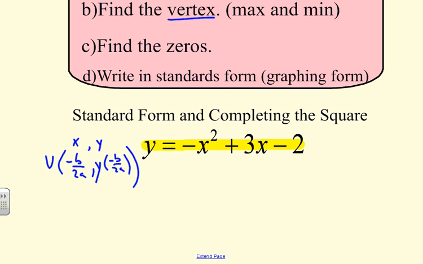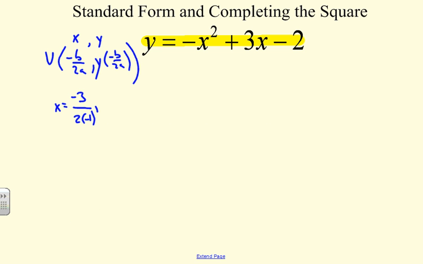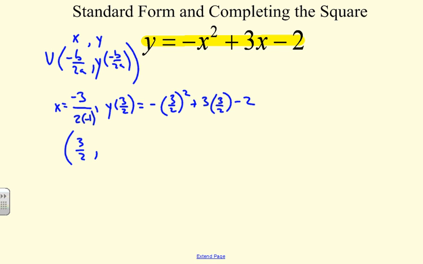Now, to do this, for example, this case would be the opposite of 3 divided by 2 times negative 1 to find the x value of our vertex. This value is going to equal 3 halves. The next thing is we want to find our y value. So we take the 3 halves that we found and plug it into our equation. So y of 3 halves is going to equal negative times 3 halves squared plus 3 times 3 halves minus 2.